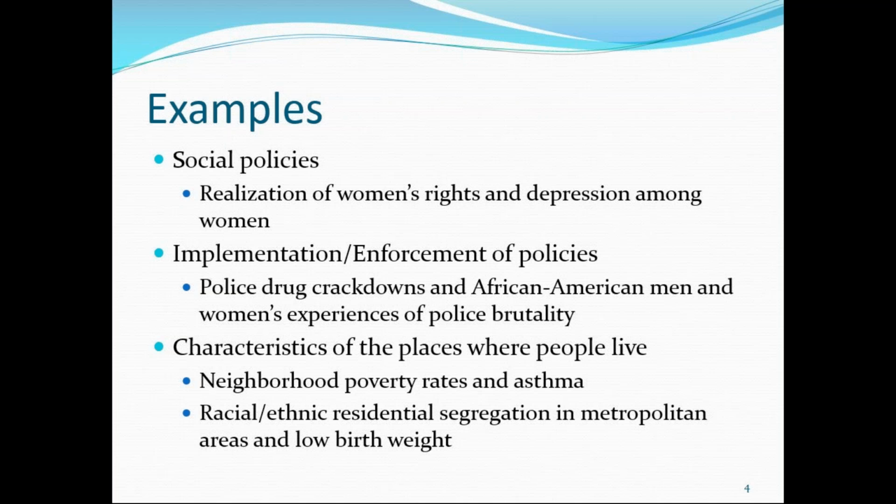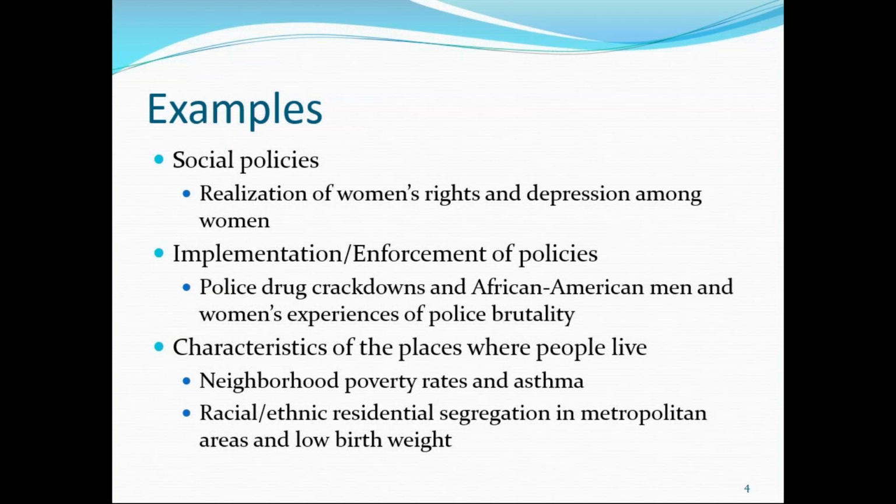What she has found time and again is that women living in states that do a better job of recognizing our rights, our reproductive rights, our economic rights, are less likely to be depressed than women living in states that violate those rights. She's looked at that same exposure in relation to several other health outcomes and has found time and again that those states that violate women's rights are associated with poorer health outcomes among women.